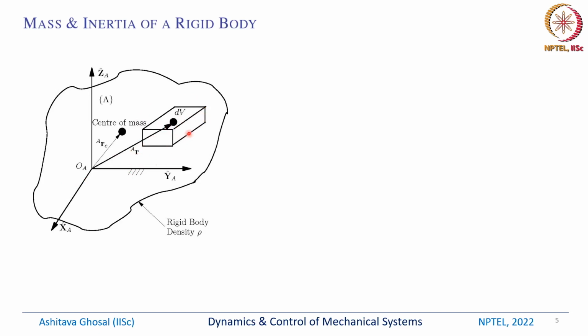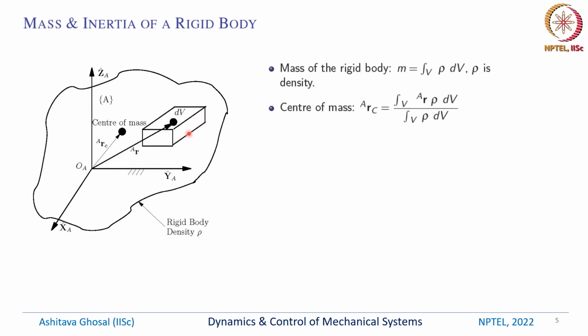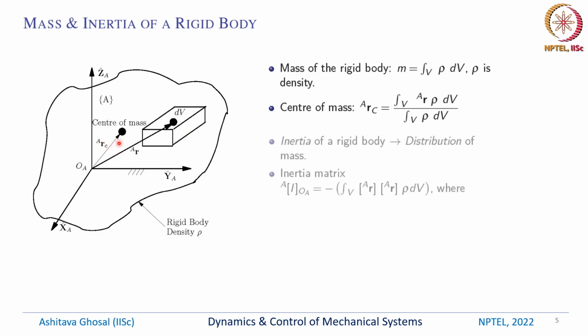We can find the center of mass of a rigid body by performing this operation: the location of the center of mass is given by the volume integral of AR rho dV divided by the volume integral of rho dV. The volume integral of rho dV is the total mass of the rigid body, and this vector locates the center of mass as shown here in this figure.